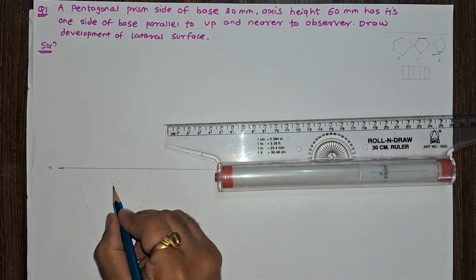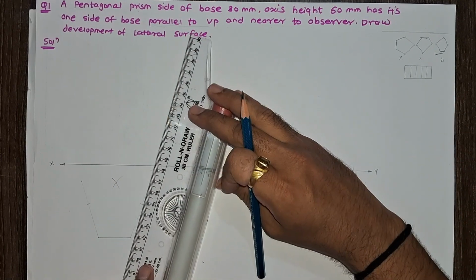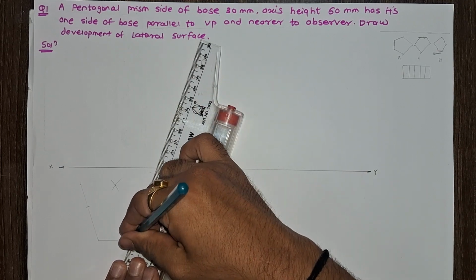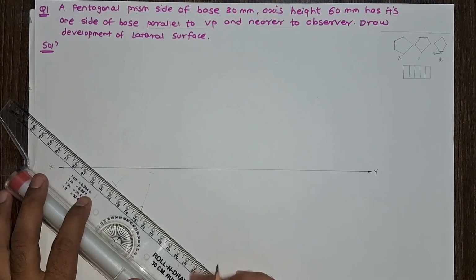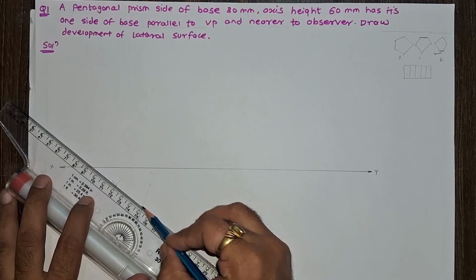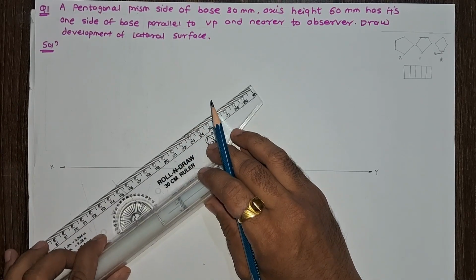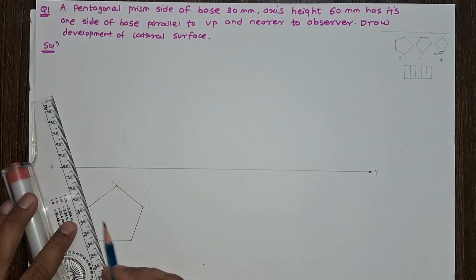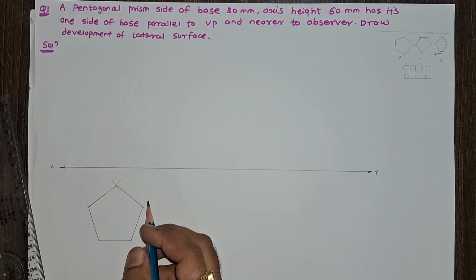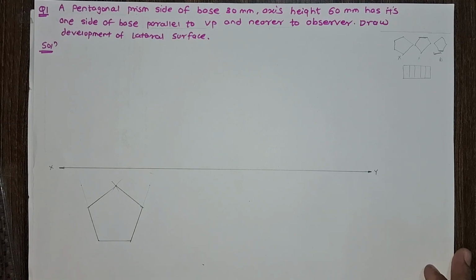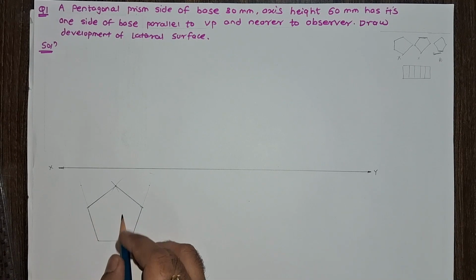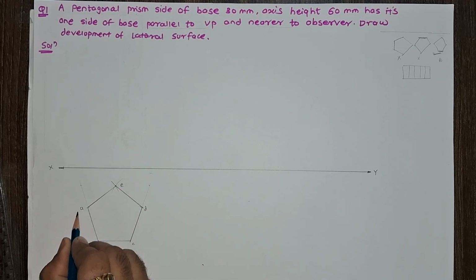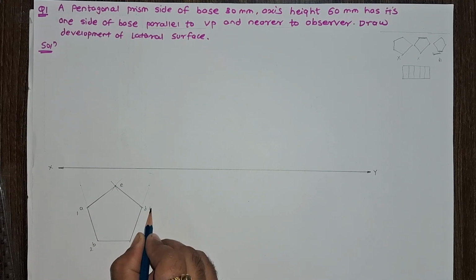Now here, by using this method, we can easily draw a pentagonal prism. This prism consists of two pentagonal planes, bottom plane and top plane. So here the naming is important. So name the points. Bottom plane naming we can give A, B, C, D and E, and top plane naming is 1, 2, 3, 4, 5.